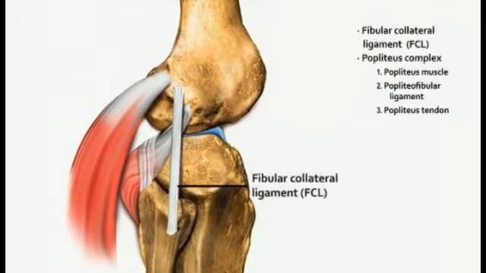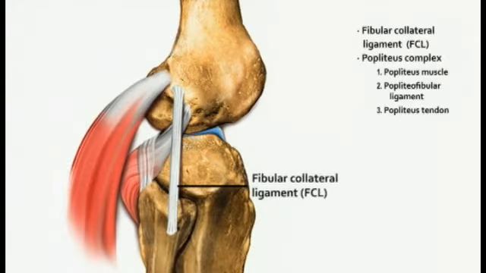Notice the insertion onto the fibular head is somewhat distal and anterior. The insertion is 28 millimeters distal to the fibular styloid and just 8 millimeters from the anterior cortex of the fibular head. Deep to the FCL is the popliteus complex.